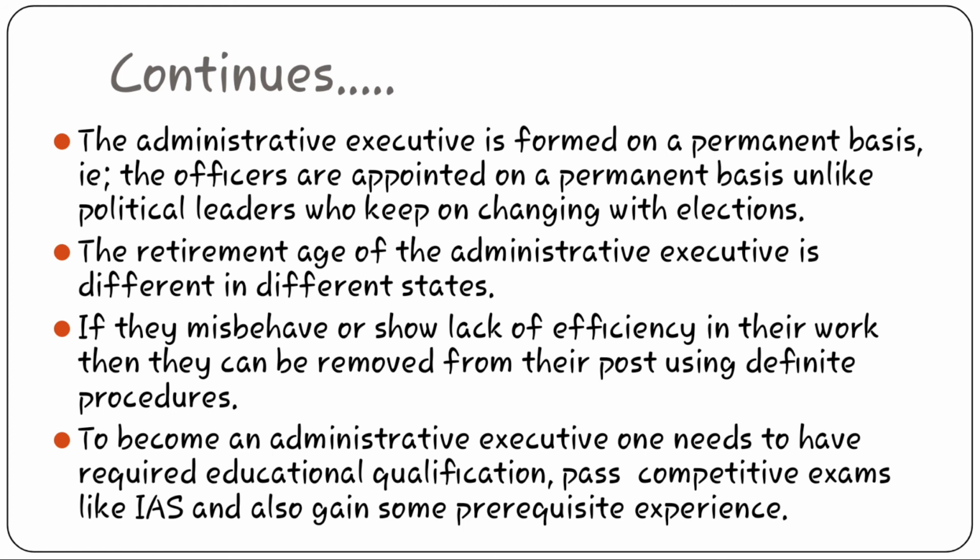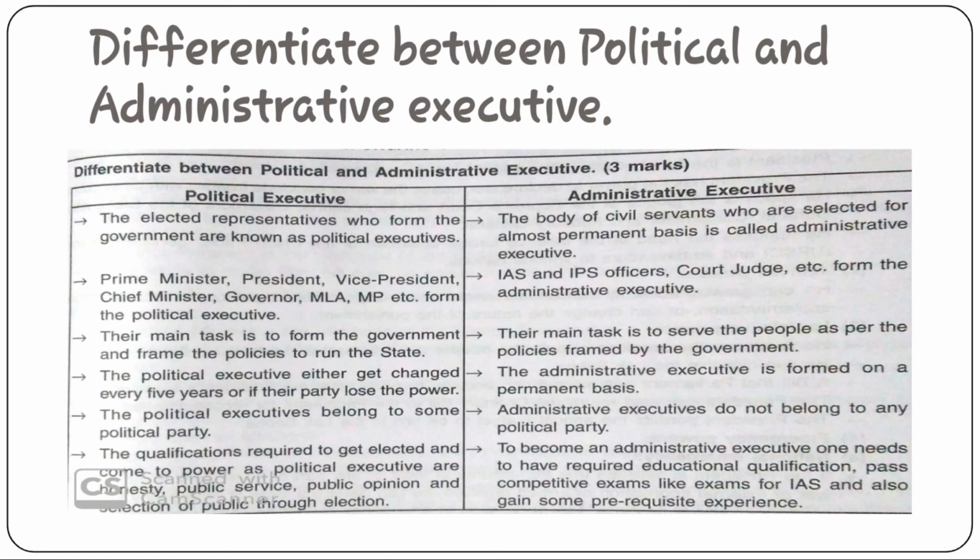So I hope this section is clear for you. Administrative executives, in total we have 5 plus 4, 9 points. That's the difference: we have discussed the administrative executive, and in the previous section we discussed the political executive. Now here I have the difference between political and administrative executive that you can read properly and you will be able to understand it. For example, first we will go through the political executive.